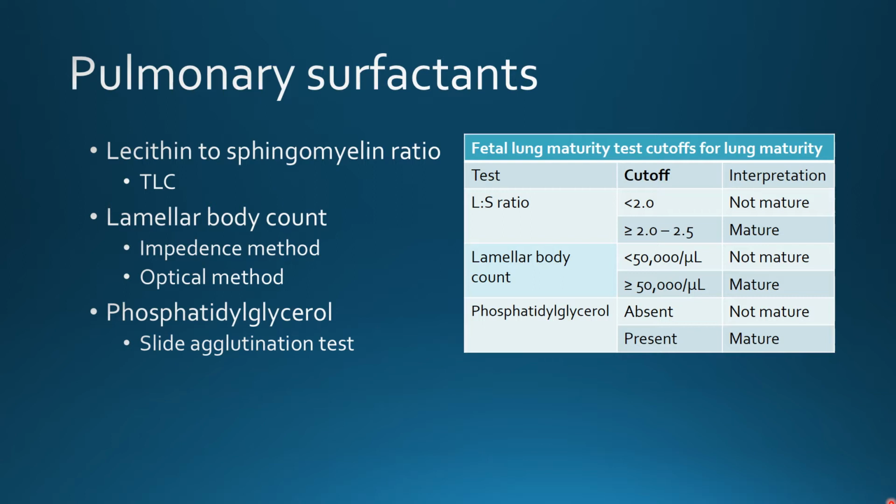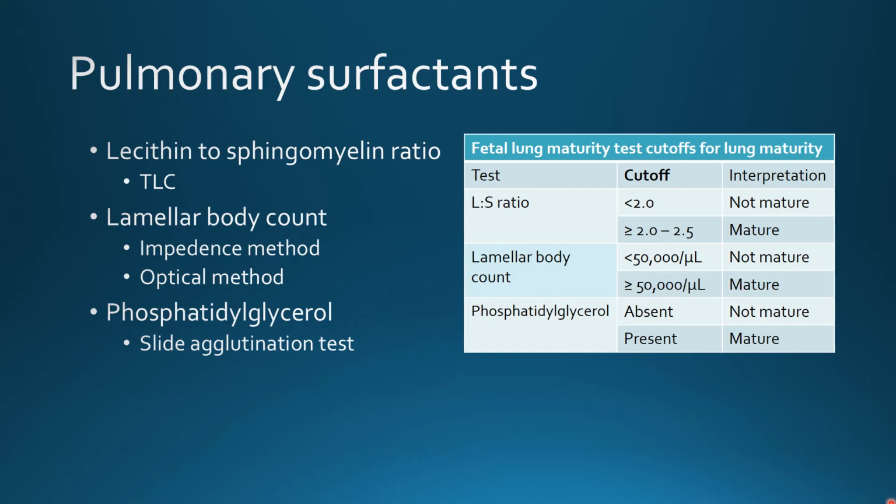If you have a fluid specimen that's been contaminated with either blood or meconium, in the case of blood, it'll actually falsely decrease your lamellar body count. And if it's been contaminated with meconium, it'll falsely increase your lamellar body count. So what you're looking for when you do the counts is the 50,000 as your cutoff. And this can change from hospital to hospital. That's a good cutoff. Less than 50,000, not mature. Greater than 50,000, mature.